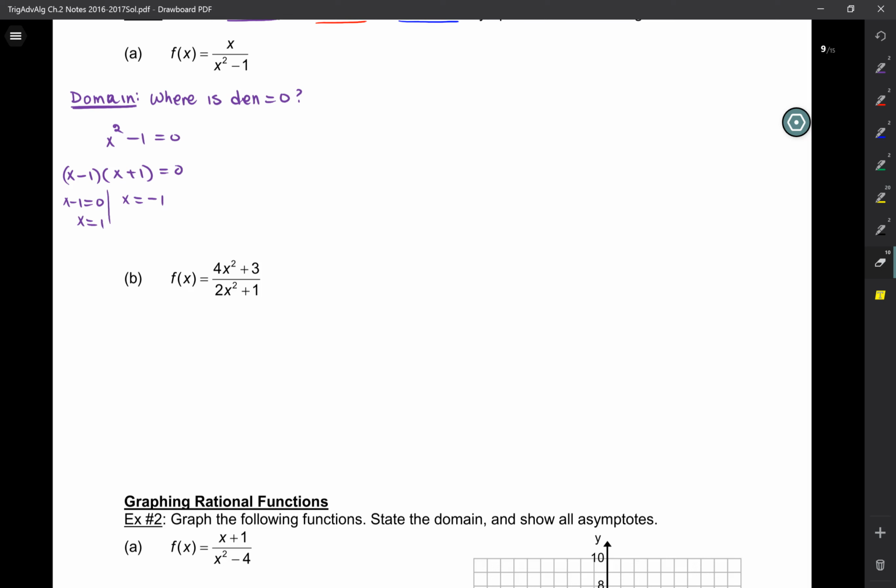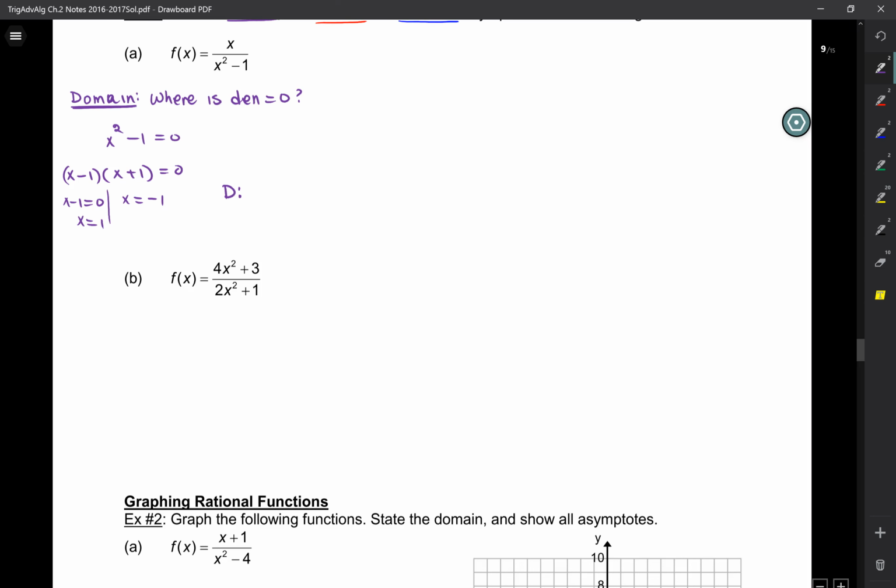Okay, so when x is 1 or when x is -1, what does that make the denominator? 0, right? That means those are the points where x cannot exist. If x is -1 or +1, the denominator is 0. So x cannot be either 1 or -1. So I say the domain is, okay, it's all the numbers except for what and what? 1 and negative 1. So how do you say all real numbers in math?